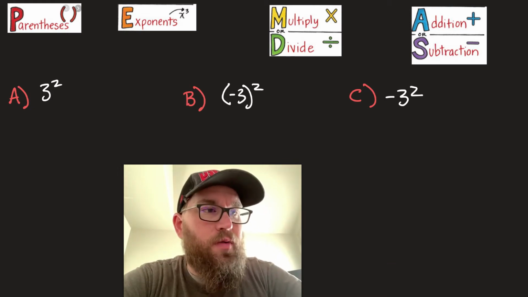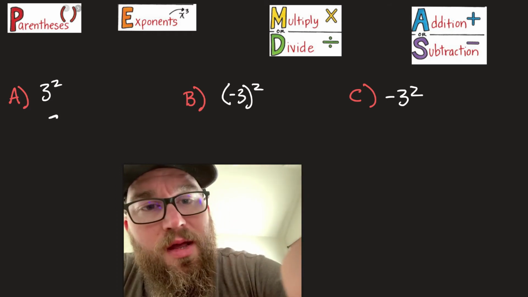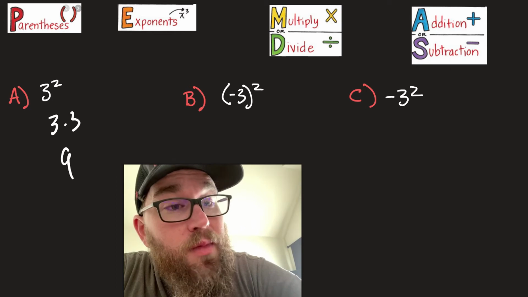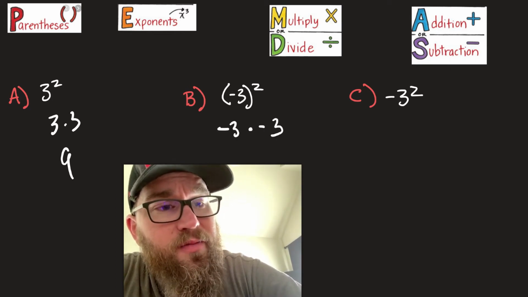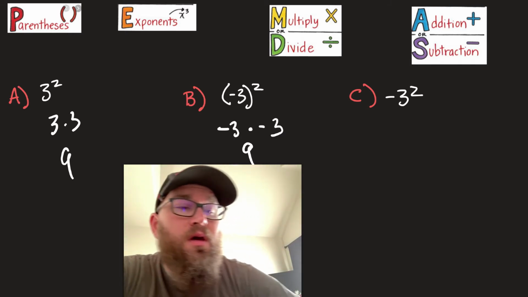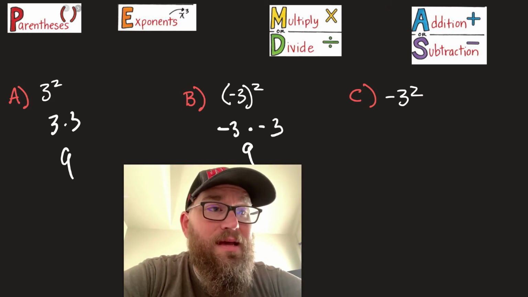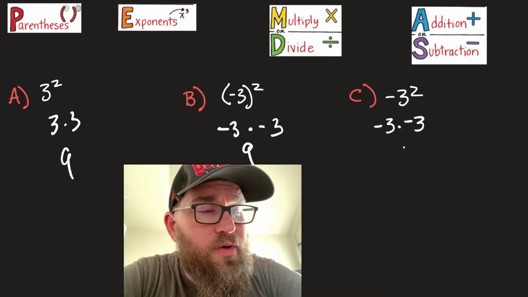But now let's talk about what's supposed to happen here. So 3 squared means 3 times 3. 3 times 3 is 9. B means negative 3 times negative 3. Well, negative 3 times negative 3 is also 9. And negative times a negative is still a positive. Now, when someone writes C, they mean negative 3 squared. They mean negative 3 times negative 3, which once again is 9.